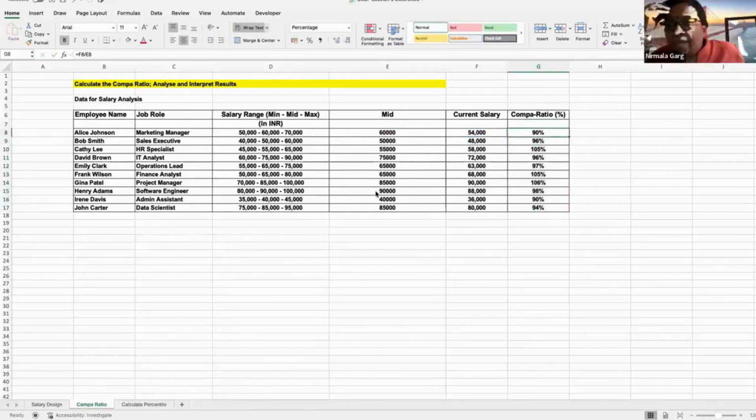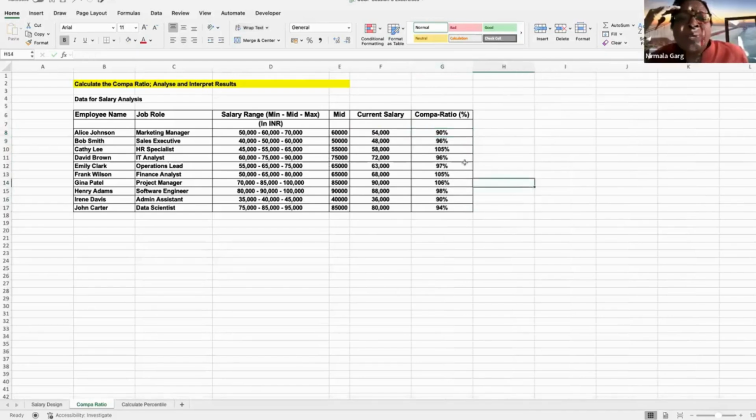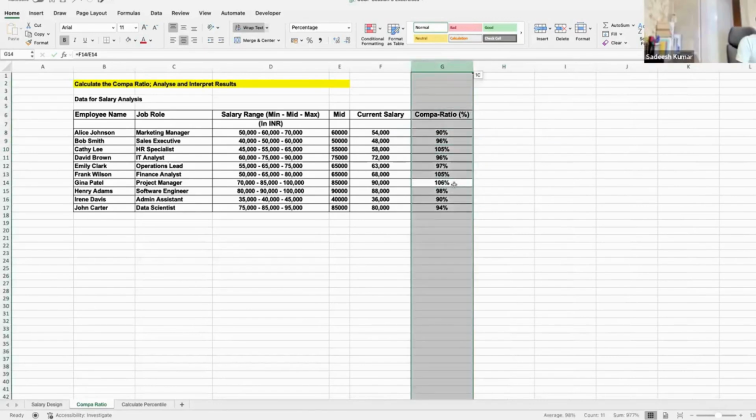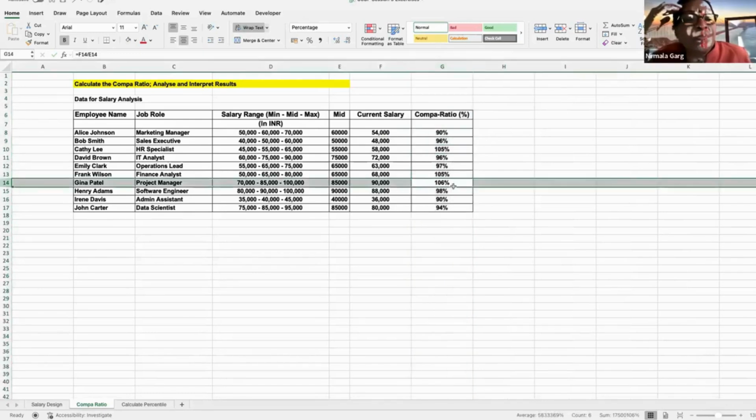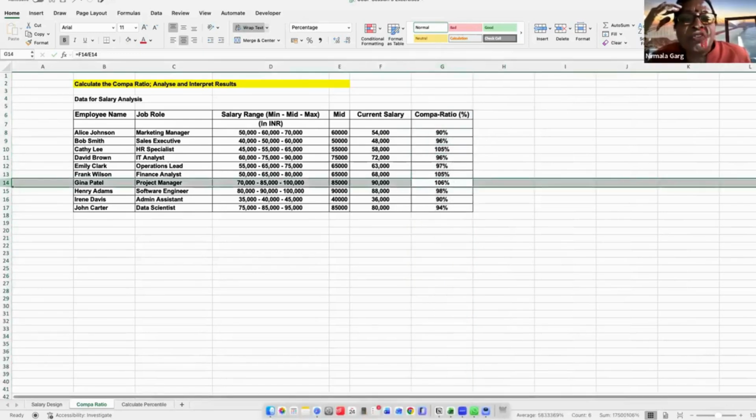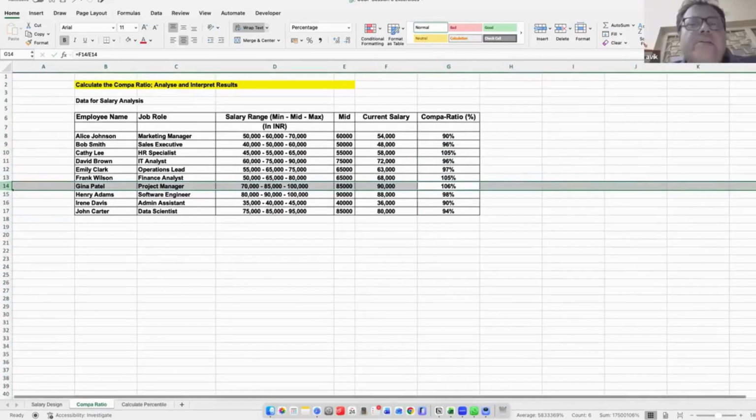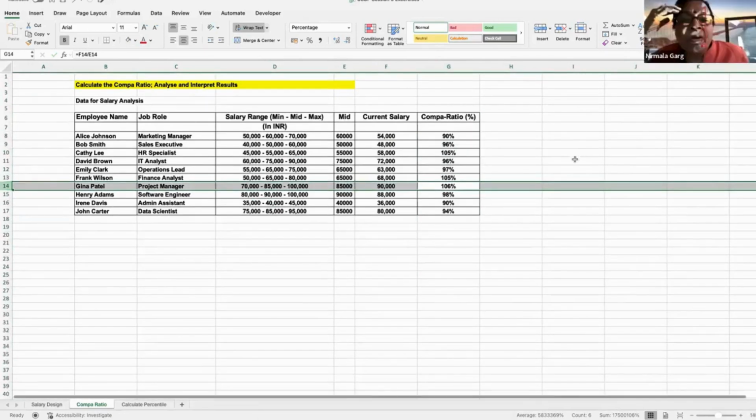Now look at this data. So 90%, okay? 96%. Who is being paid high in these jobs? Can you tell me? 106% here, the project manager, actually 106%. The financial analyst also, the HR specialist, 105, 100. Okay.